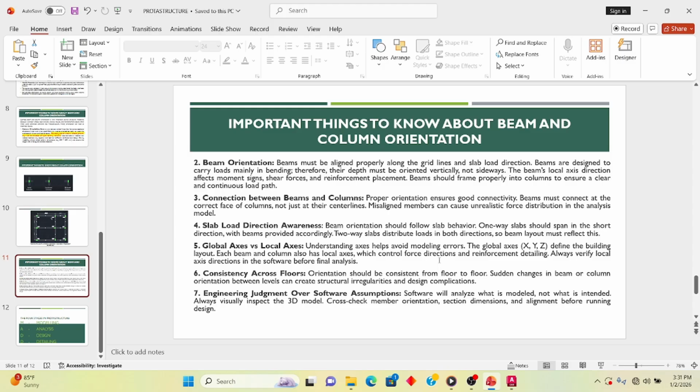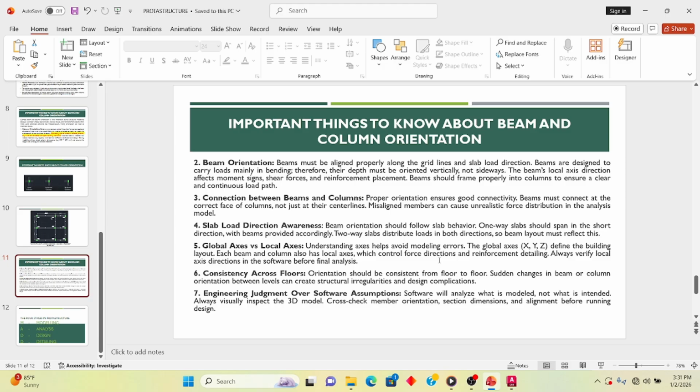So it must have a depth. That is what makes it a beam, and that is what makes it effective. And then it should be properly aligned, properly framed into your columns. And this is to ensure a clear and continuous load path.